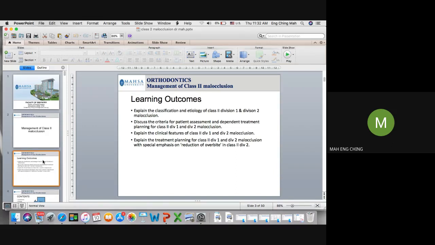Okay, discuss the criteria of patient assessment. How are you going to assess the patient for class 2 division 1? So first, you look at the patient's lip competency. And second, you look at the patient's skeletal pattern, anterior, posterior, and vertical in 3D dimension. Okay. Then you look at the habit also, whether they have a thumb sucking habit. Explain the clinical features of class 2 division 1. This one we already did. Explain the treatment planning.